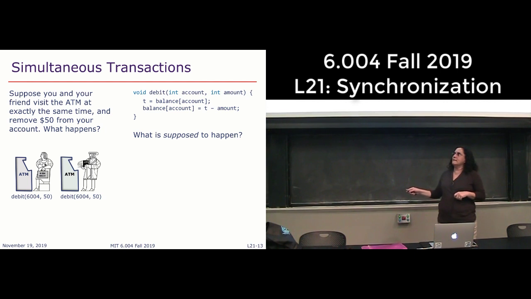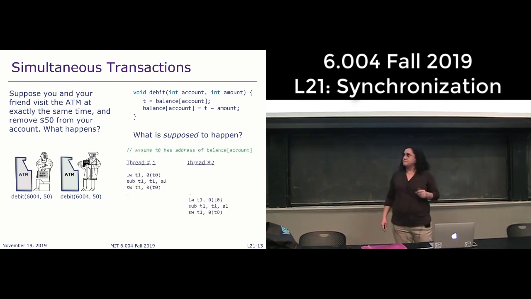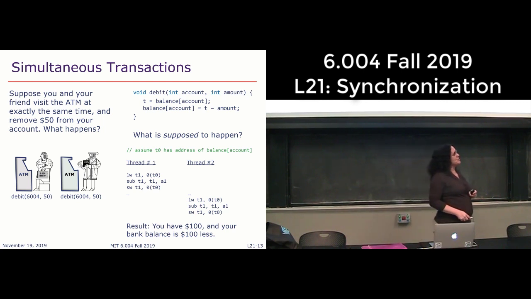It's reading the balance of the account, then decrementing it by the amount that the person's taking out, and that goes back into the balance account variable. Looks pretty simple. So, what's supposed to happen? Imagine that each person is represented by one thread. One person would come in, and assuming T0 has the address of this balance account variable we're trying to read and write to, you would load the contents at address T0 into T1. That means you're loading the balance.